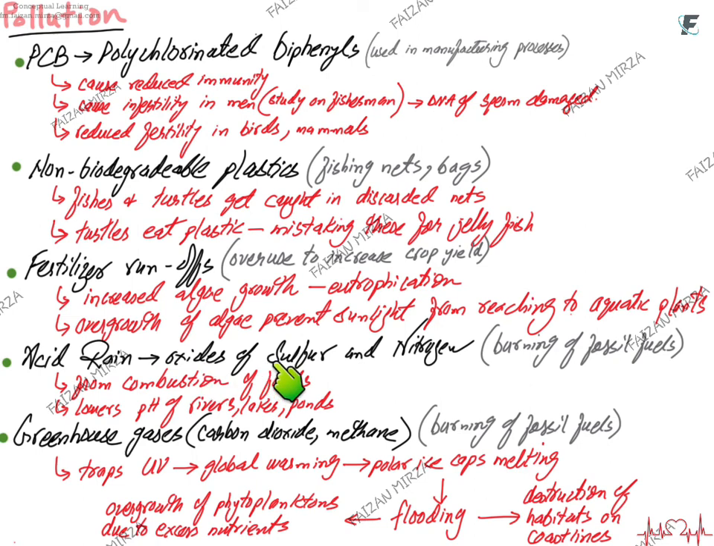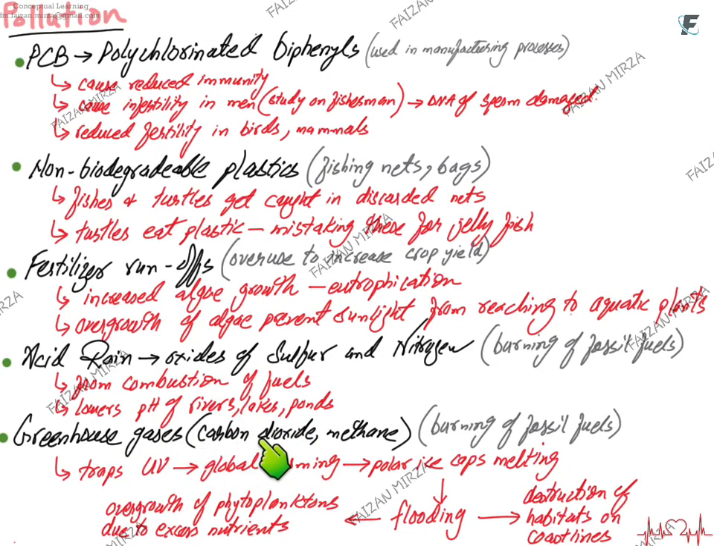Acid rain: oxides of sulfur and nitrogen come from the combustion of fossil fuel. The more we use these, the more we release into the atmosphere, and then they come down with the rainfall. And the pH of rivers and lakes just drops down. It becomes more acidic. So life forms living in rivers and ponds start to suffer.